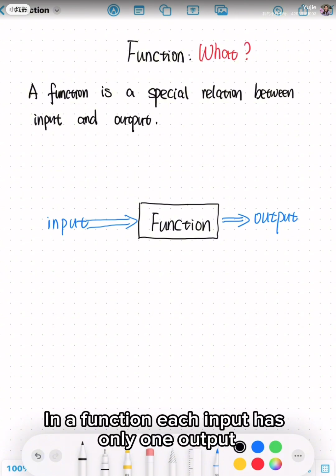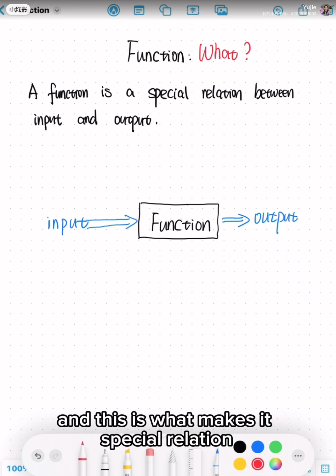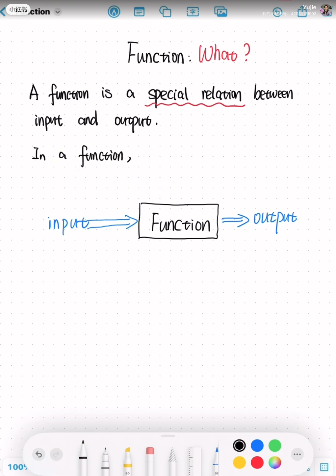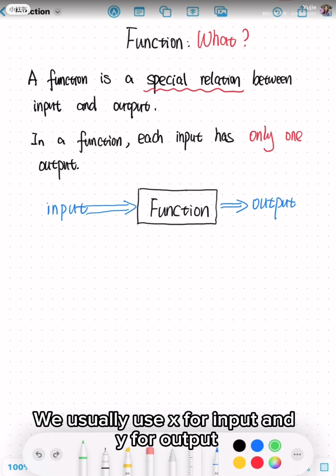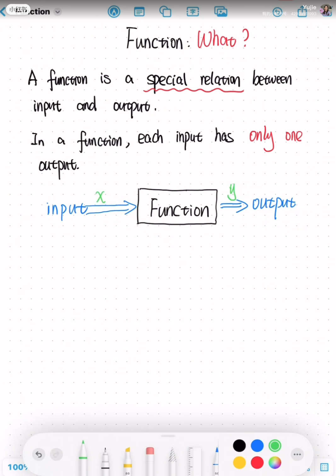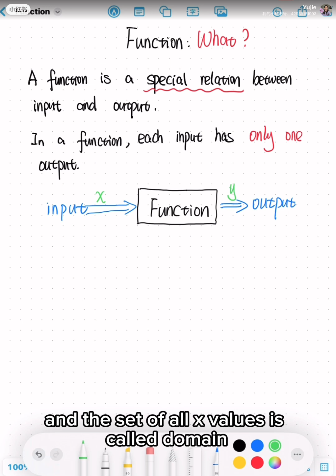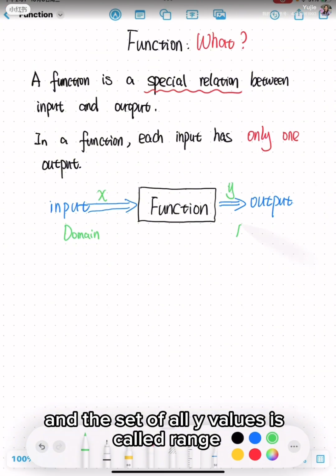In a function, each input has only one output, and this is what makes it a special relation. We usually use x for input and y for output, and the set of all x values is called the domain, and the set of all y values is called the range.